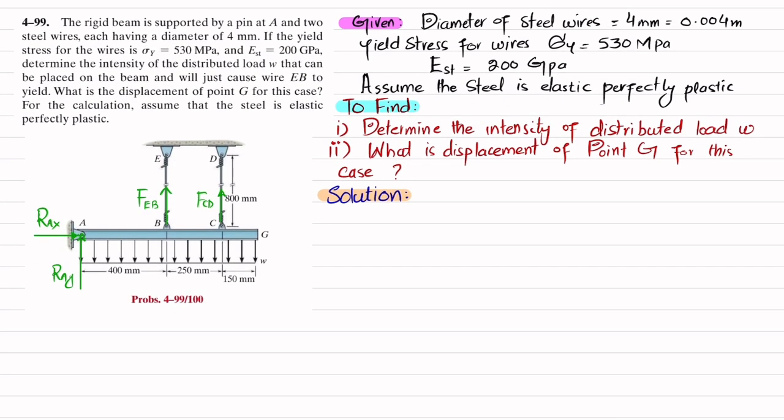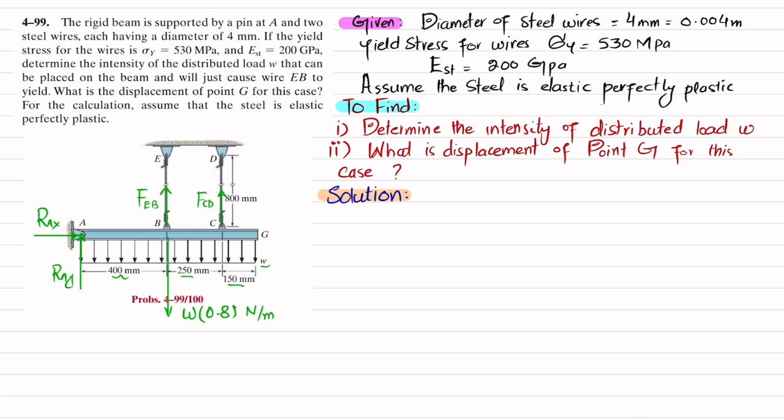Again, you can see there is a distributed load. When converted into a point load, it will be equal to W, the magnitude, times the length over which it acts. So 400 plus 250 plus 150 is 800 millimeters. So 800 millimeters is 0.8 meter. And the unit will be in Newton per meter.